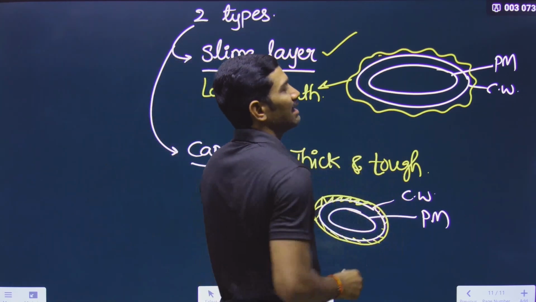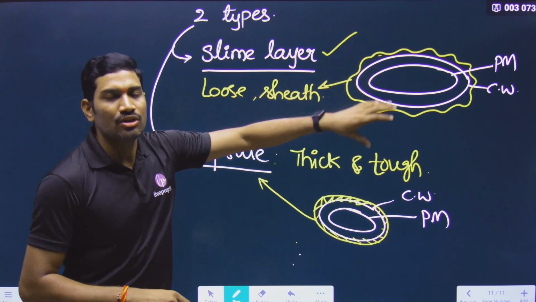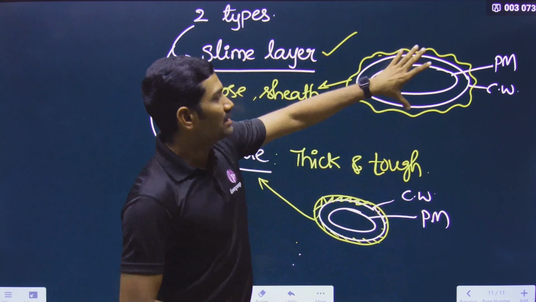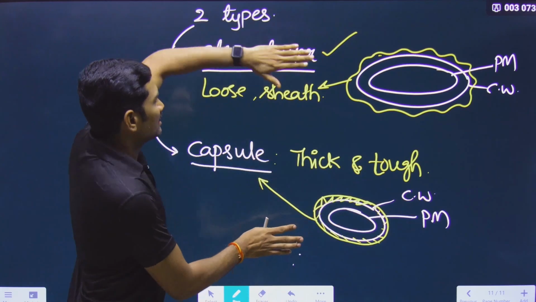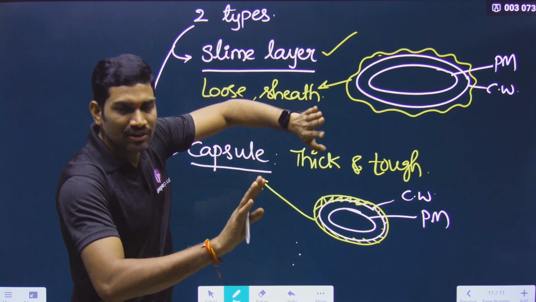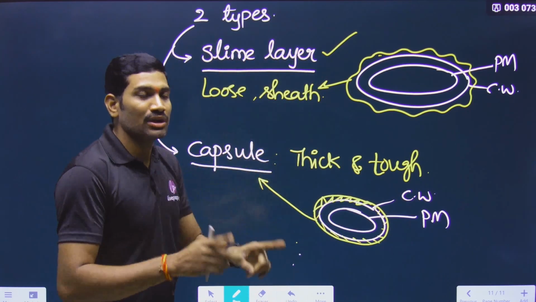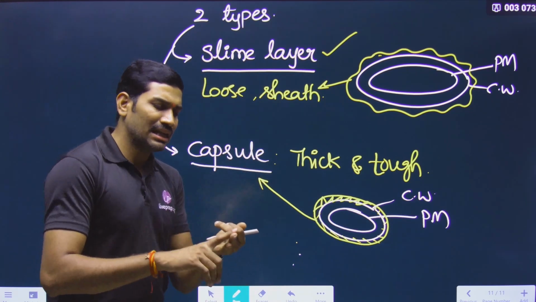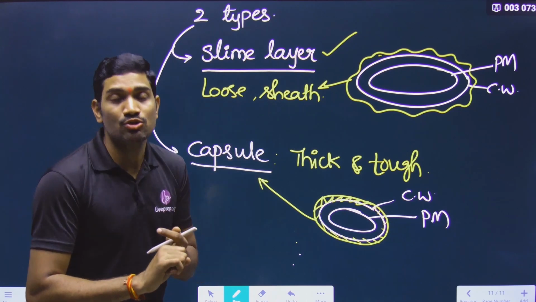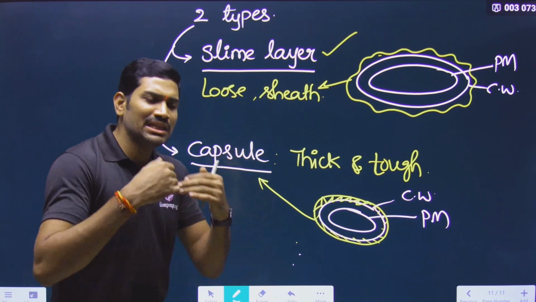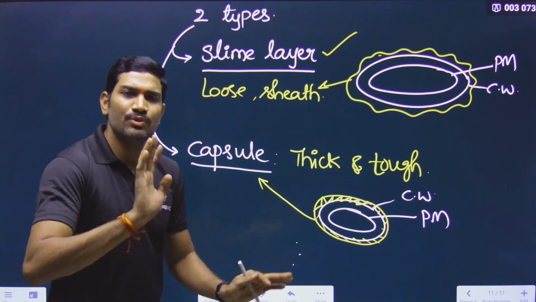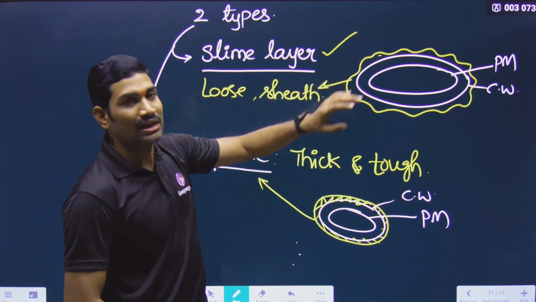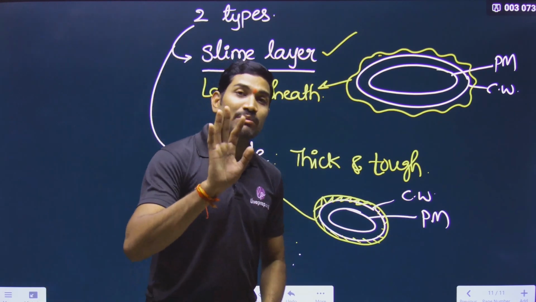Since it has this slime layer, it sometimes helps in attachment, and in many cases it will protect the bacterium. Glycocalyx, whether slime layer or capsule, has protection as its general function. It will protect the bacterium. Glycocalyx, cell wall, and plasma membrane, all three combined, are called the cell envelope. So the cell envelope's general, or default, function is protection. They will give protection to the bacterium. Understood or not?